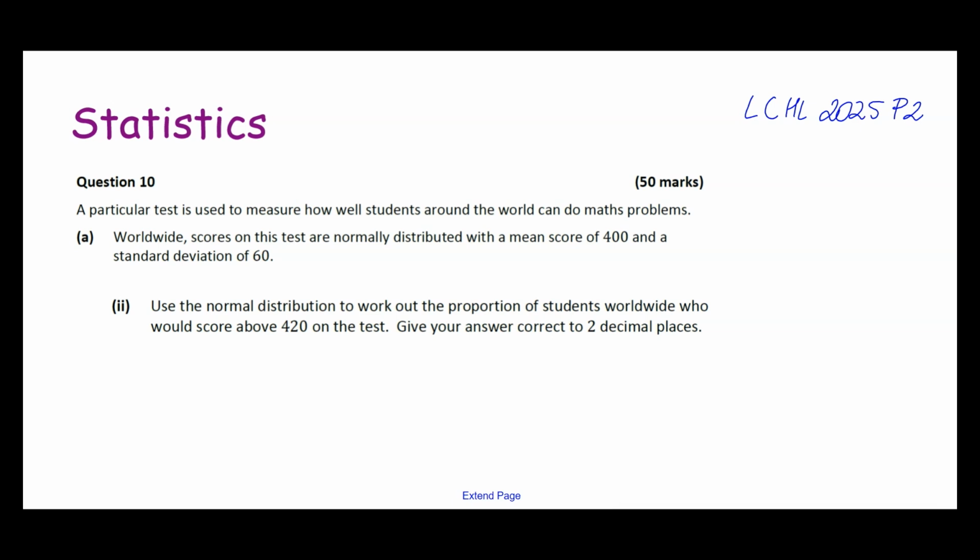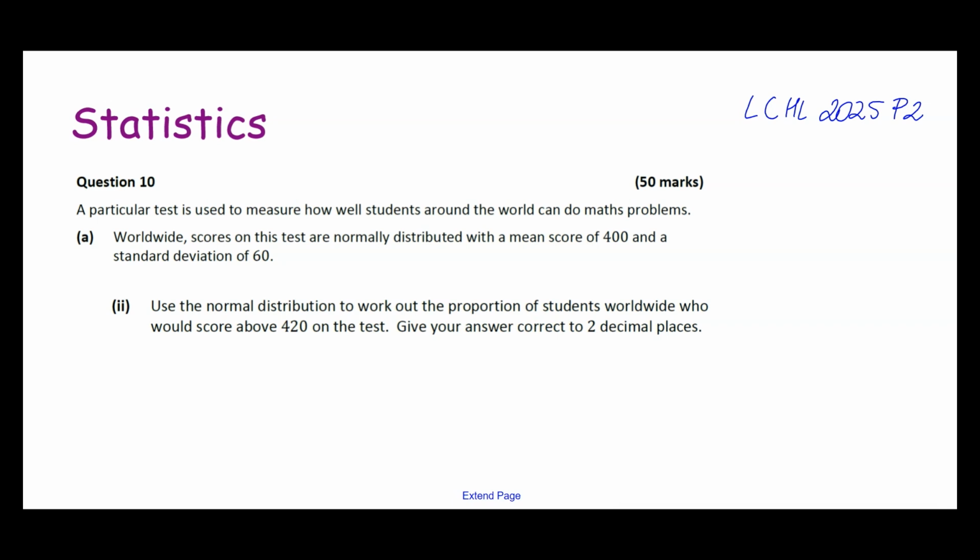Okay, let's have a look at statistics. A particular test is used to measure how well students around the world can do maths problems. Worldwide scores on this test are normally distributed with a mean score of 400 and a standard deviation of 60.